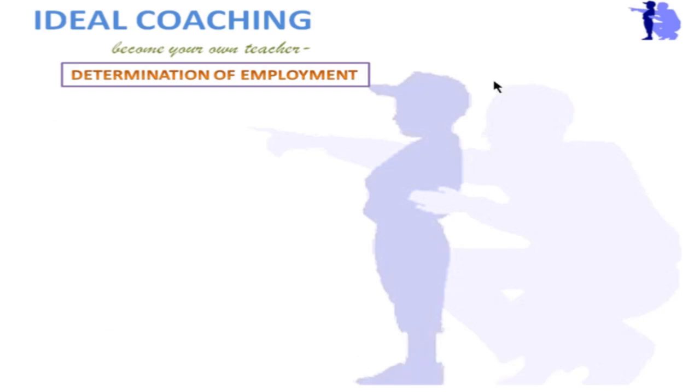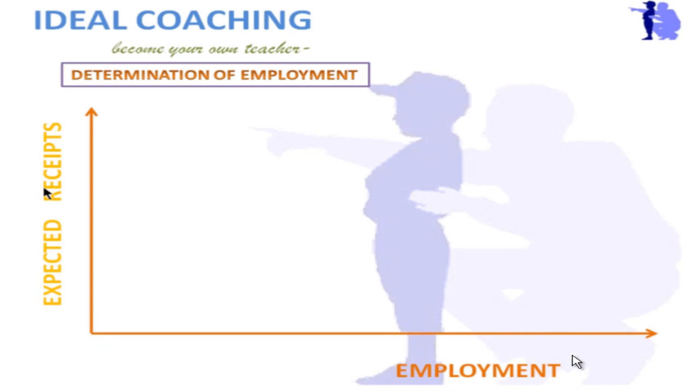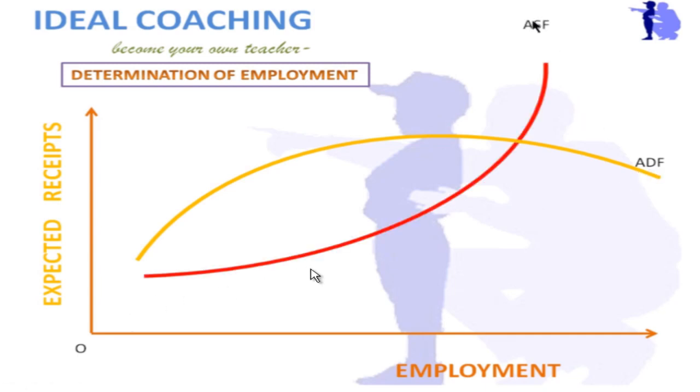Suppose we have taken this diagram where we have taken employment on the horizontal, and on the vertical we have taken expected receipts. Suppose this is the demand graph. We are naming it ADF, average demand function, and this is our supply function, that is, average supply function. This is the supply available in the market in respect to the demand, and E is the equilibrium position.